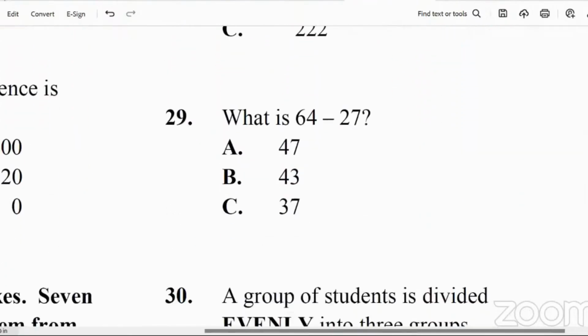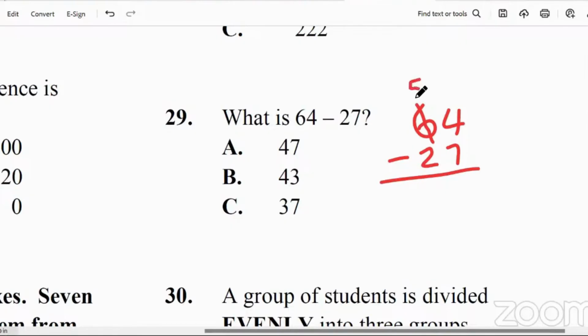All right, so question 29 says, what is 64 minus 27? So 64 minus 27, 4 minus 7, we can't. So when we have a bigger number at the bottom and a smaller number at the top, we don't have enough, so we have to go and get from elsewhere. So we're going to take one from here. We're actually taking a 10 out. That's what we're taking out.